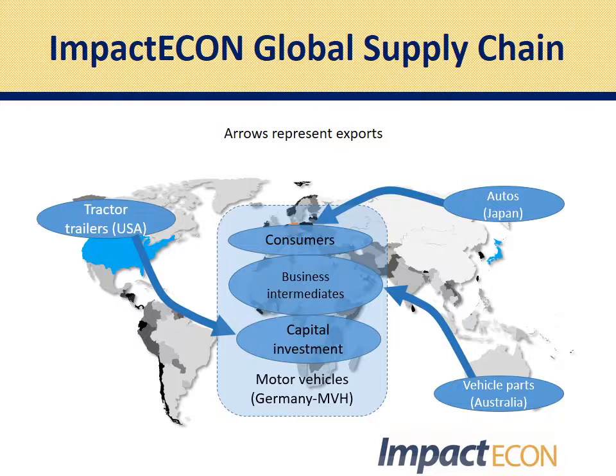The improved linkages do not stop with our German example. Take Australian exports of auto parts. We also complete the supply chain by linking these exports to the manufacturer of autos in Japan.